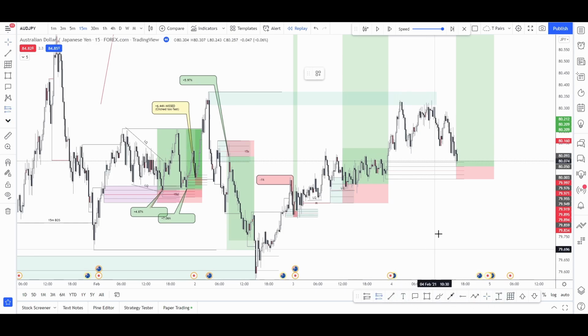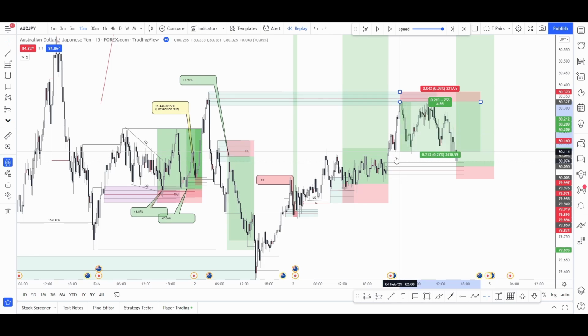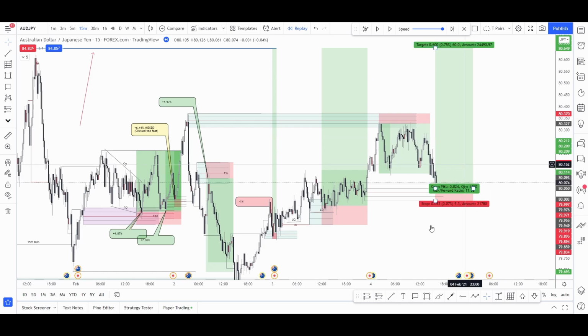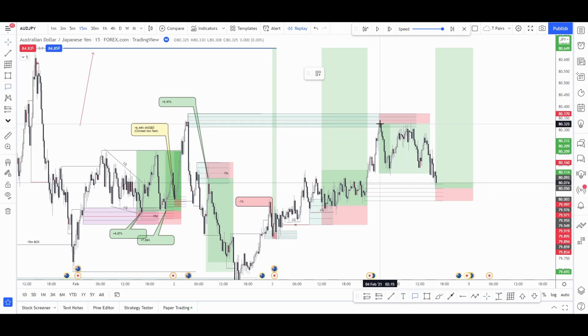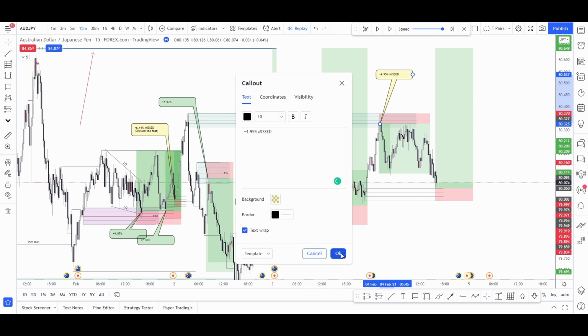Let's just do a very brief check. You know what? Let's draw this up. Okay, so we would have been tagged in. Let's see if we'd have got the 5-to-1 on a counter trend. Oh, we'd have got it. You know what? We would have got that. Oh well. That's a missed trade. So let's put that in yellow. Okay, bit frustrating. There's a couple of missed trades there already.